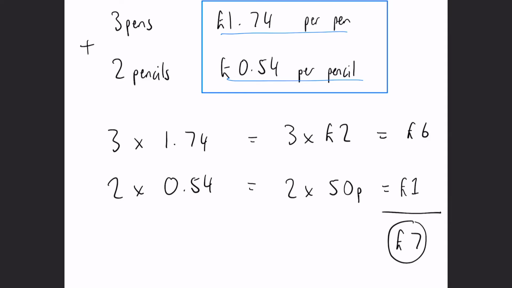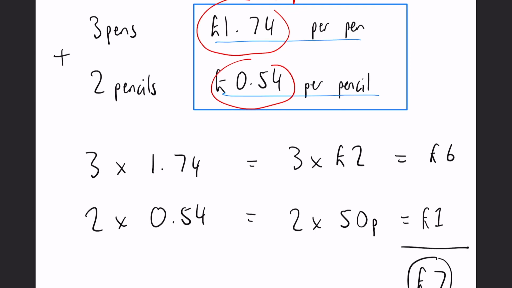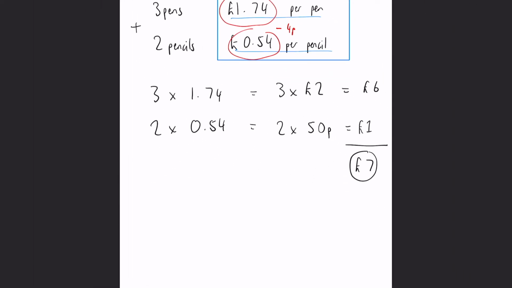Now, an extra follow-on question you are often asked in an estimation question in a paper is your estimation higher or lower than the actual cost? Now in this situation we've rounded this one upwards and this one down, so it might not be too obvious at first, but if we have a closer look, we've rounded this one up by 26p to get it to £2, and this one we've rounded down by 4p. So I think overall the estimation is going to be higher than what they actually spent because of the way we rounded it in that proportion.